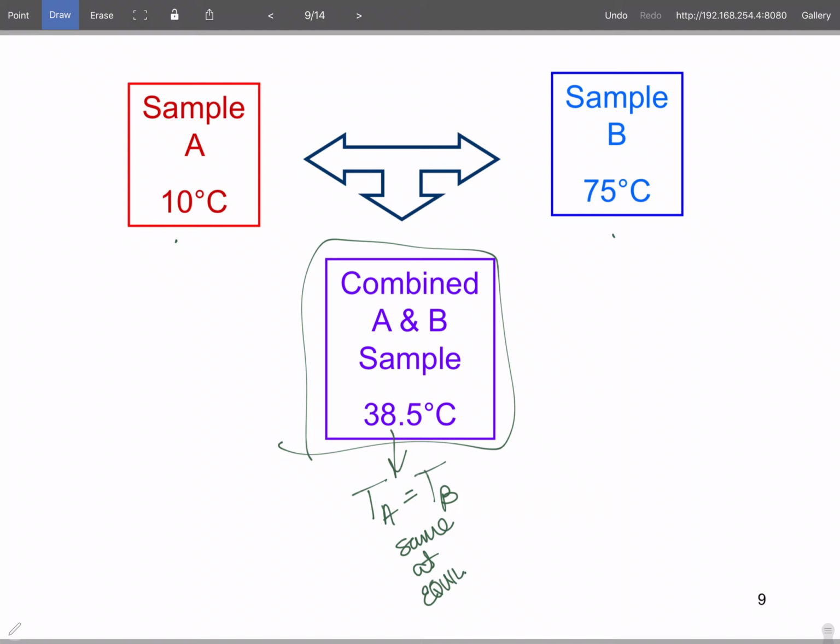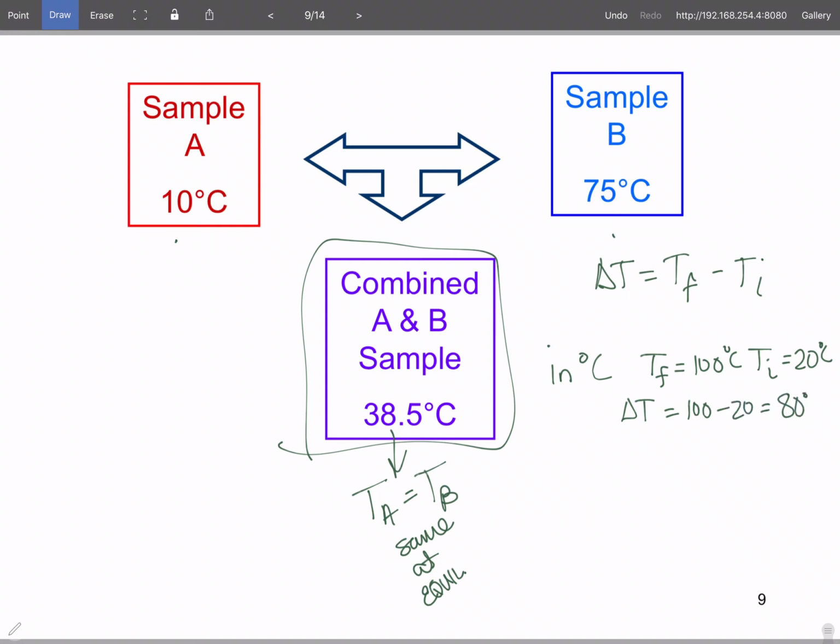Now, I told you that I would show you the delta T value. Remember, it's T final minus T initial. Okay, so let's do it in degrees C. So I'm going to use easy numbers. T final is going to be 100 and T initial is 20 degrees C. So delta T will be 100 minus 20, which is 80 degrees C. Everybody good so far?